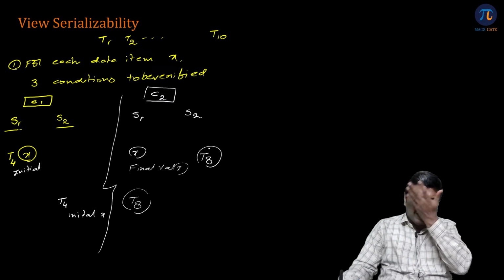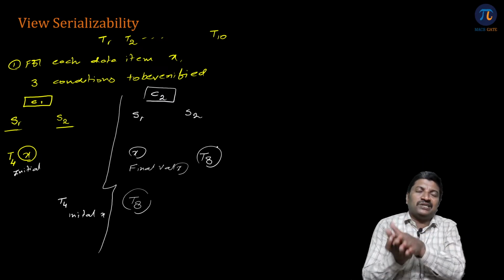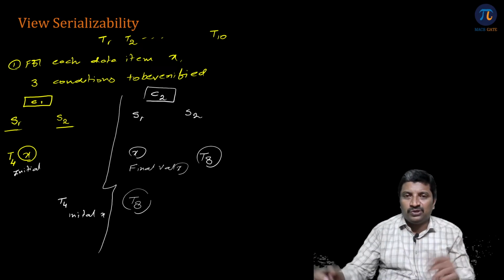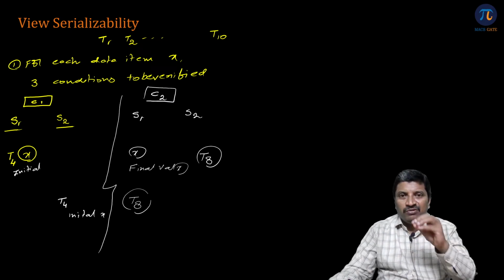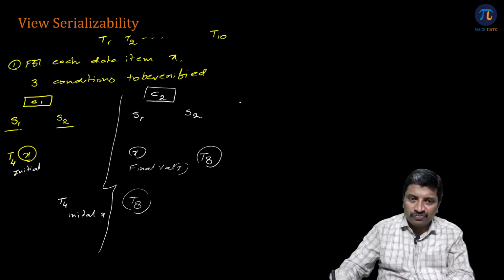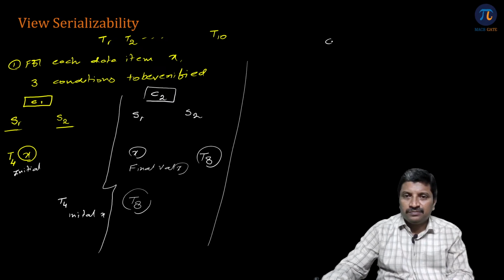So these two are very clear, sir. Suppose transaction 5 is working with the initial value, it should work with the initial value in both schedules. Suppose transaction 5 is writing the final value, it needs to write the final value in both schedules. Okay. Now the third condition.